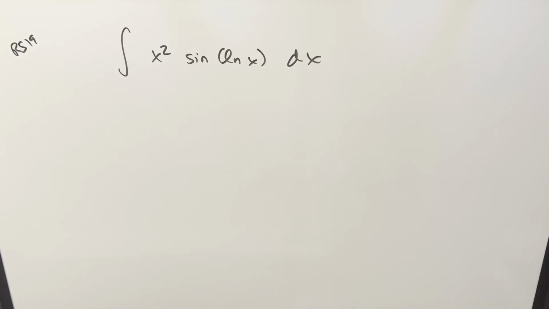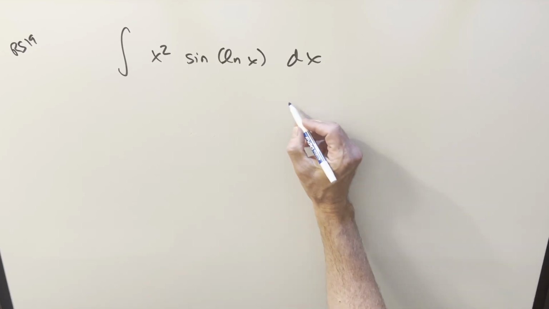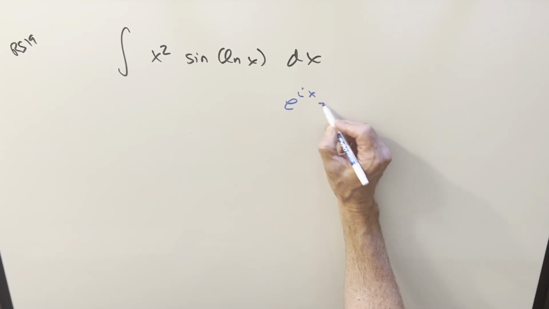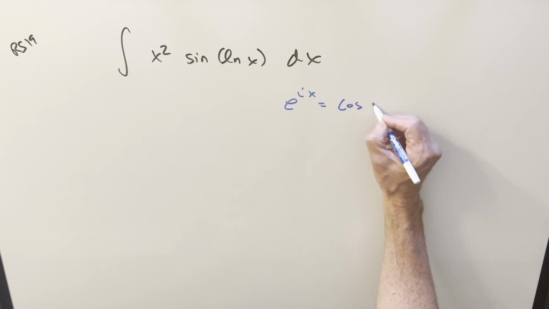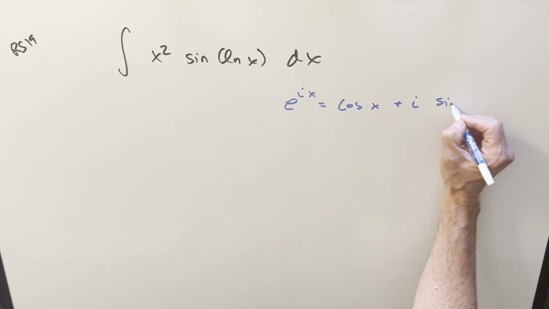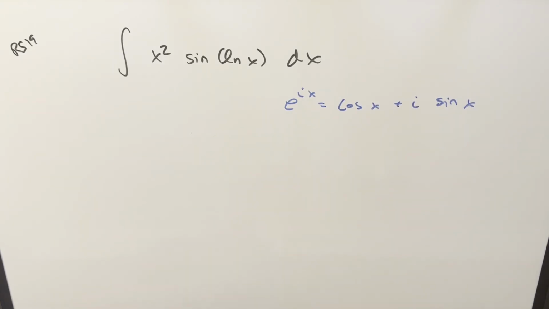All right, we have here today another integral from MIT 2022 regular season 19. I did this one in a previous video using integration by parts, and for this one I want to use the complex method on it. We'll just look at Euler's formula really quick. So that's going to be e^(ix) is going to be cosine of x plus i sine of x.